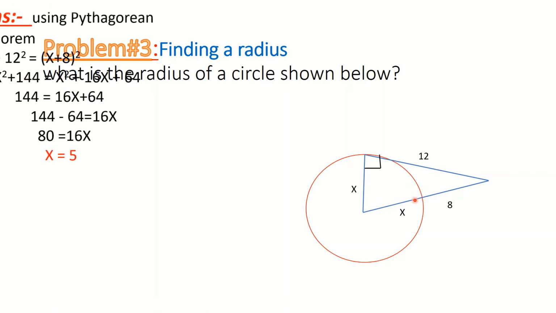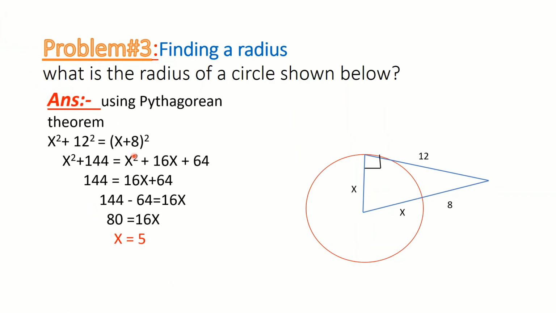So you can use the Pythagorean theorem, as this is a right angle triangle, and assuming this is the hypotenuse. The length of the hypotenuse is x plus 8. One leg is x and the other leg is 12. So x squared plus 12 squared equals x plus 8 squared. x squared plus 144, equals, you can use the FOIL method, x squared plus 16x plus 64.